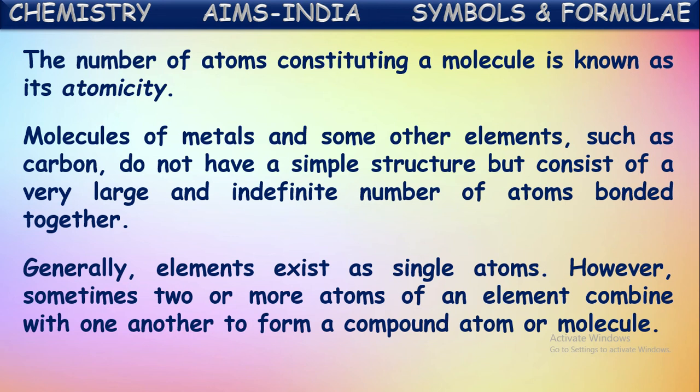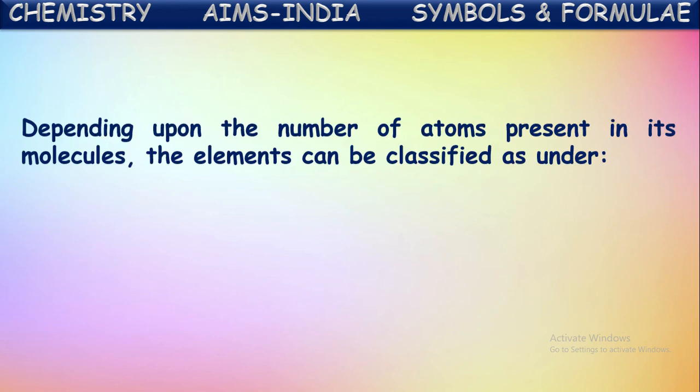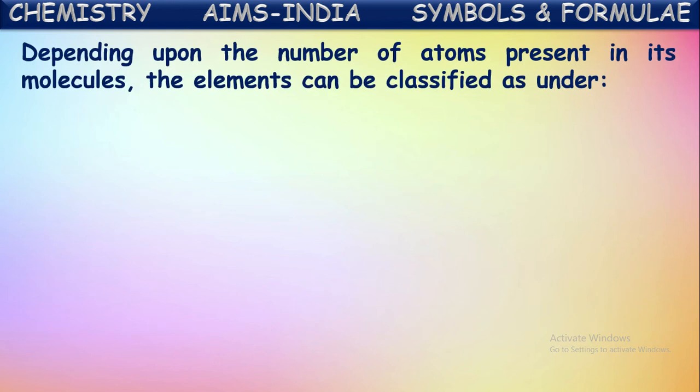However, sometimes two or more atoms of an element combine with one another to form a compound atom, which is also called a molecule. Depending upon the number of atoms present in its molecule, the elements can be classified into different types. That means, based upon the atomicity, elements can be classified into different types. What does it mean by atomicity? The number of atoms present in one molecule of an element is called atomicity. Let us see those here.